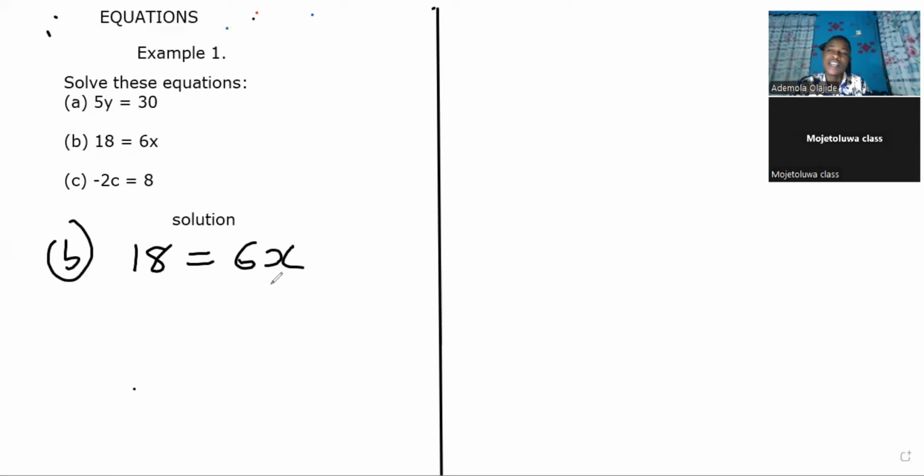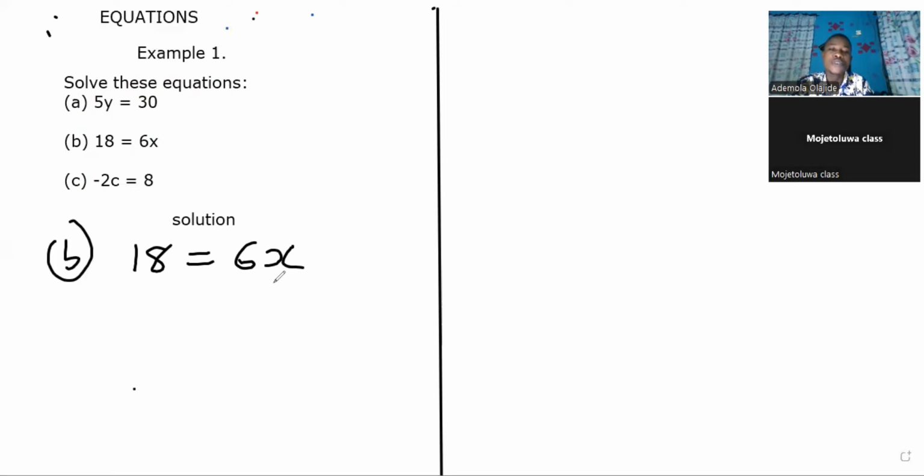Hello? Is there any number attached to this letter x that you need to remove from here so that only x will remain on the right? Yes, 6. And that 6, fortunately, is a coefficient.